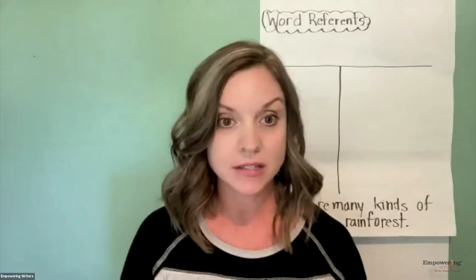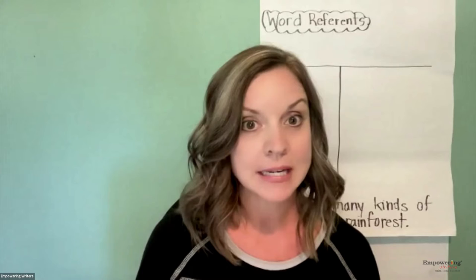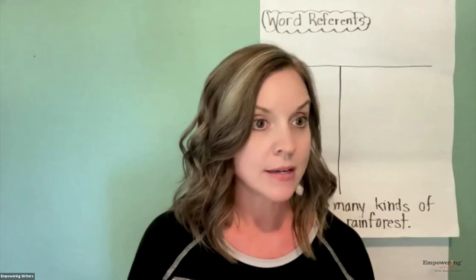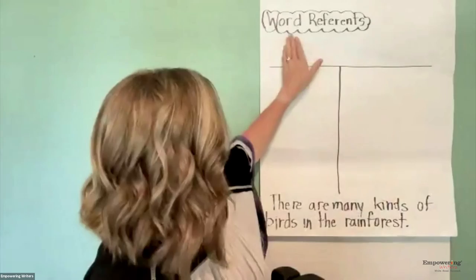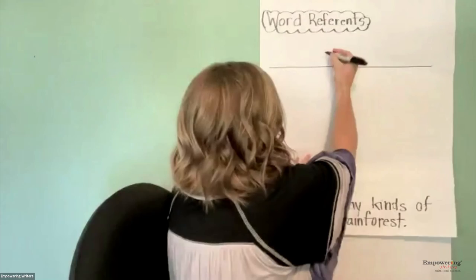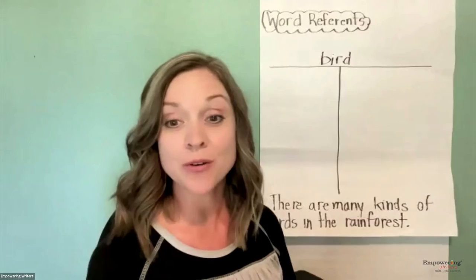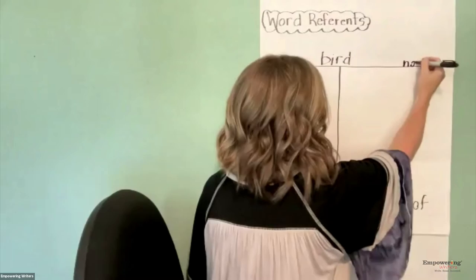And so now what I need you to do, if you're not already, is go into speaker view so that you can see my classroom. It should be on your screen. Is everybody there? Yes. Speaker view. Very good. So you see that I have word reference listed at the top of the chart. Now on the top line, I'm going to put our focus word, and that is bird. So what are other words that we could use for bird? Now, as we had before, on the right-hand side, we're going to list nouns. And on the left-hand side, we'll list our adjectives.